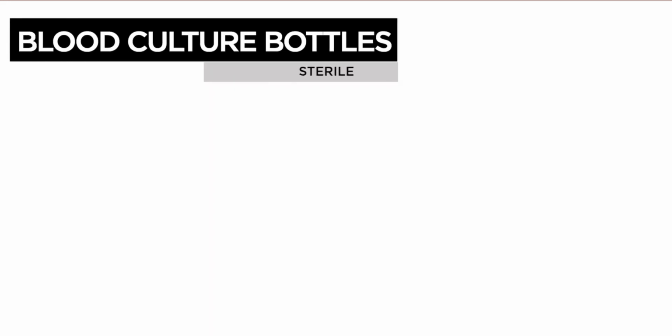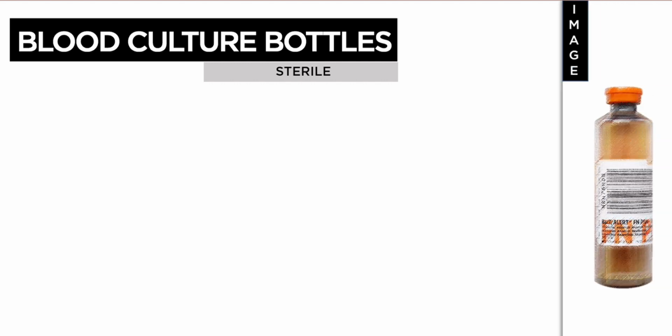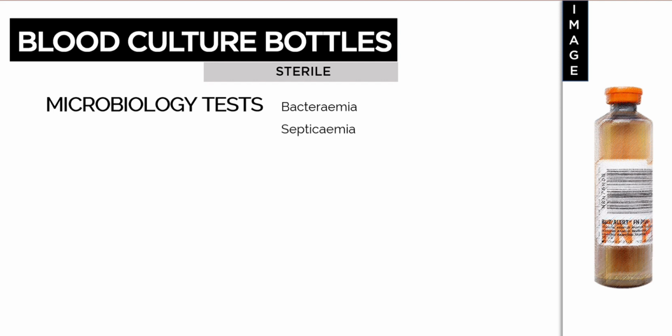To begin with, the first in the order are the blood culture bottles. They are also called the sterile collection bottles. Here is an image. Blood culture bottles are used for microbiology tests which help in determining the presence of microorganisms in the bloodstream which can cause infections such as bacteremia and septicemia.